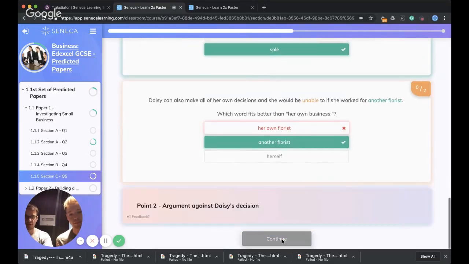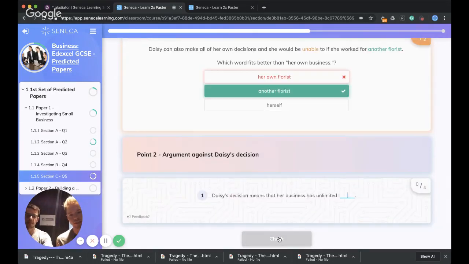Let's fly through these. Let's go against Daisy. It's obviously a lot more fun. Exactly. Daisy, as a sole trader, has unlimited liability. If her florist has massive debts, Daisy has to sell her house, sell her dog.